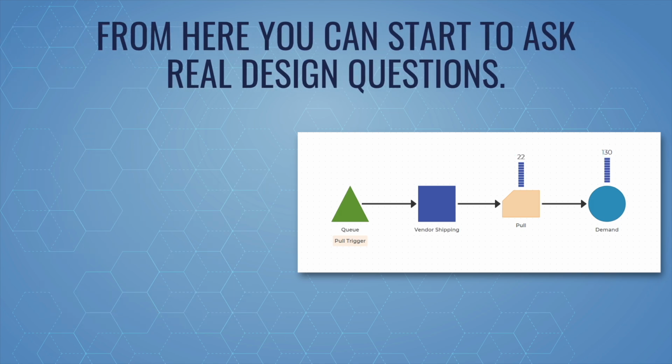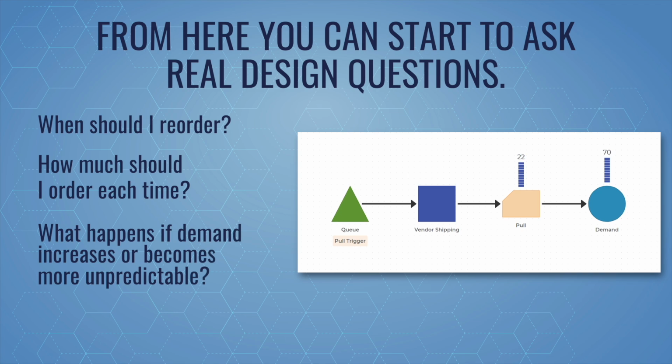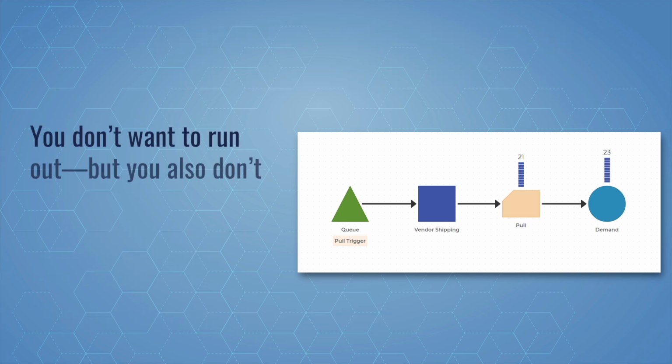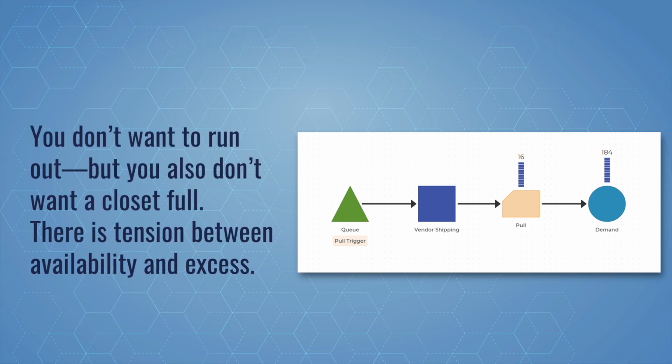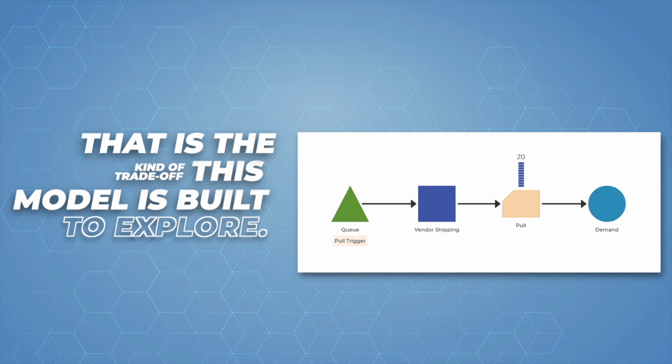From here, you can start to ask real design questions. When should I reorder? How much should I order each time? What happens if demand increases or becomes unpredictable? Or if deliveries take longer than expected? You don't want to run out, but you also don't want a closet full. There's tension between availability and excess. That is the kind of trade-off this model is built to explore.